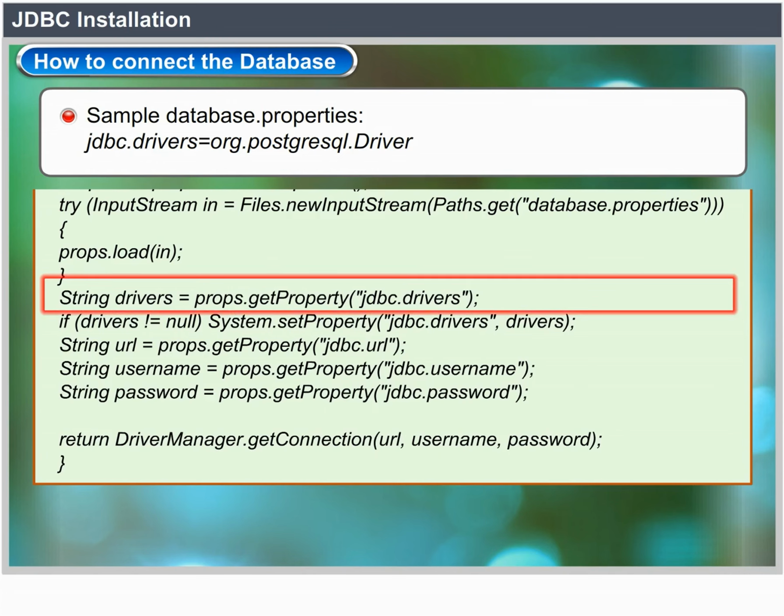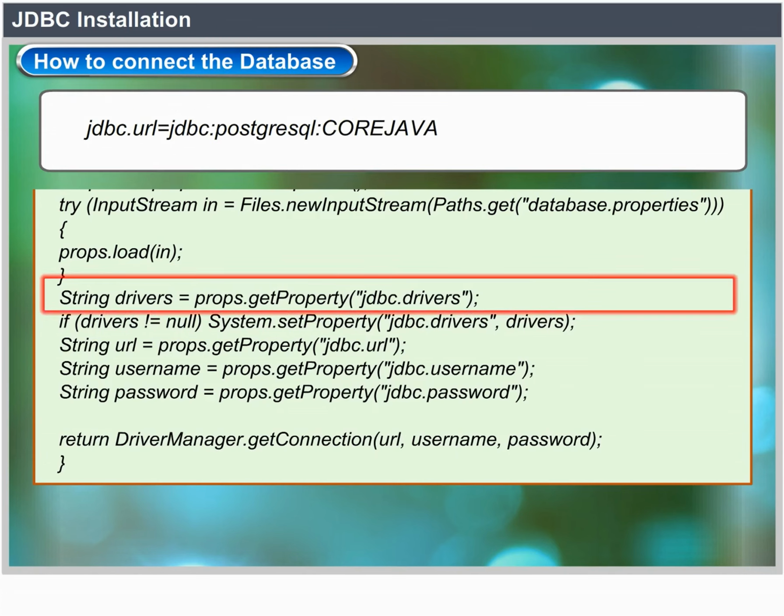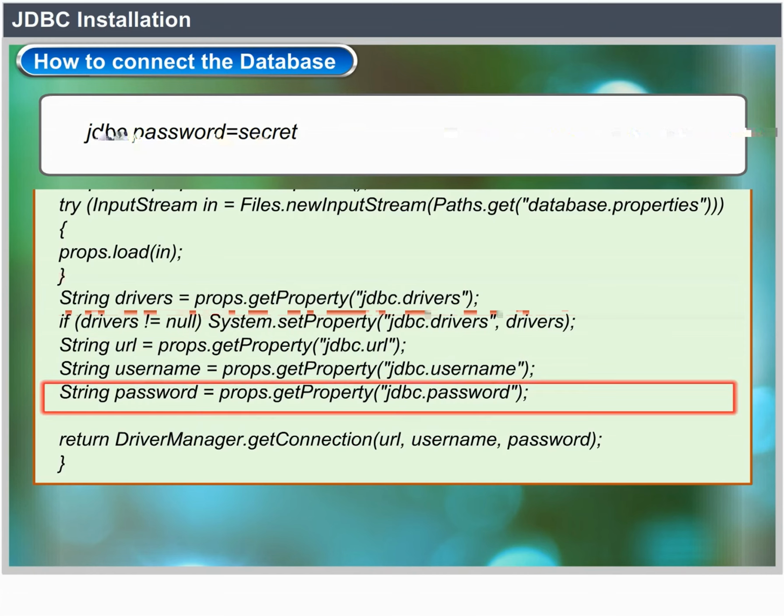Sample database properties. jdbc.drivers=org.postgresql.Driver, jdbc.url=jdbc:postgresql:coreJava, jdbc.username=dbuser, jdbc.password=secret.